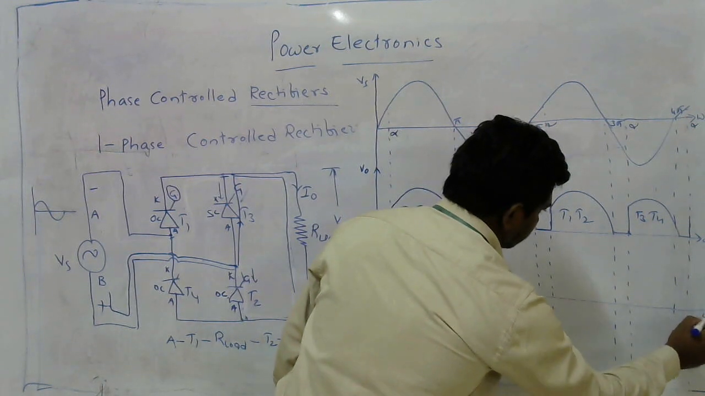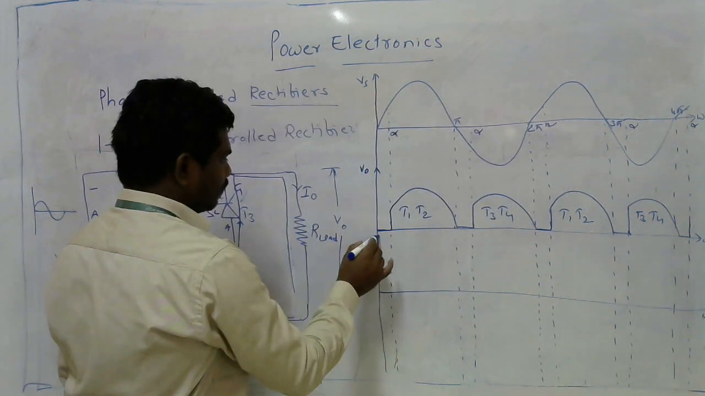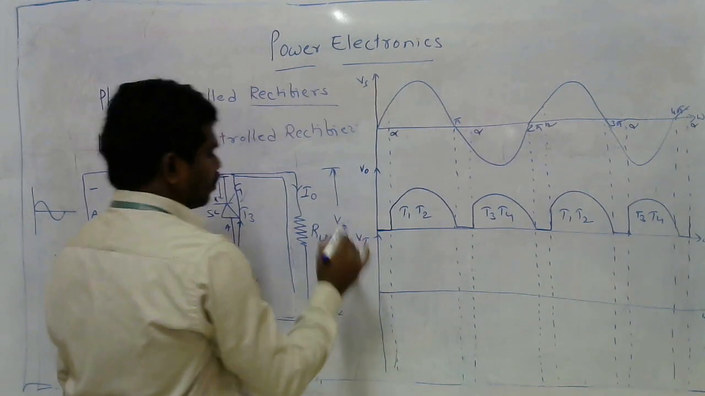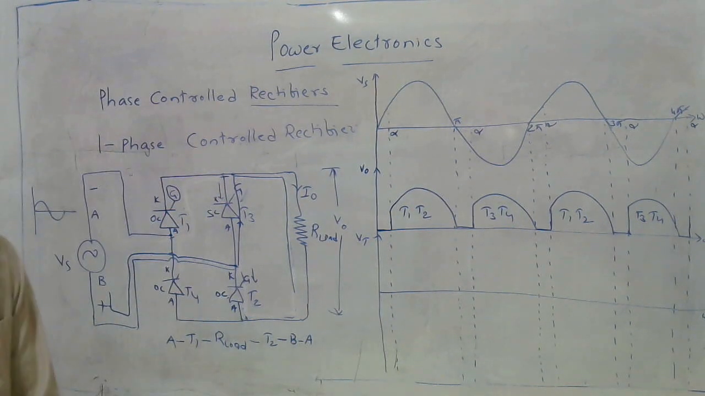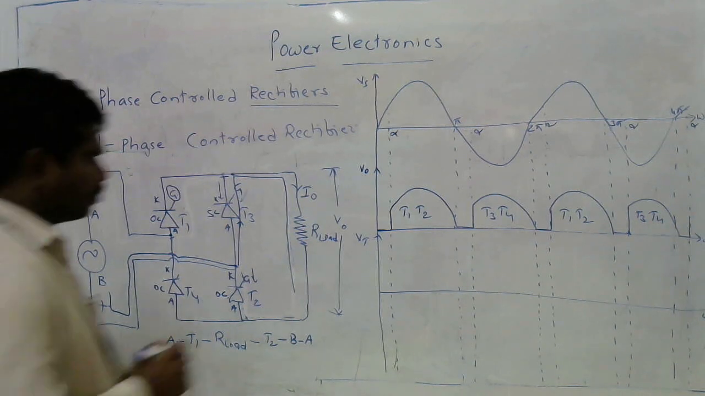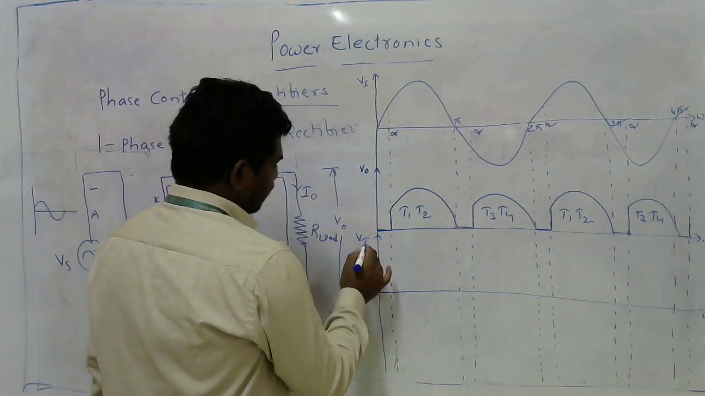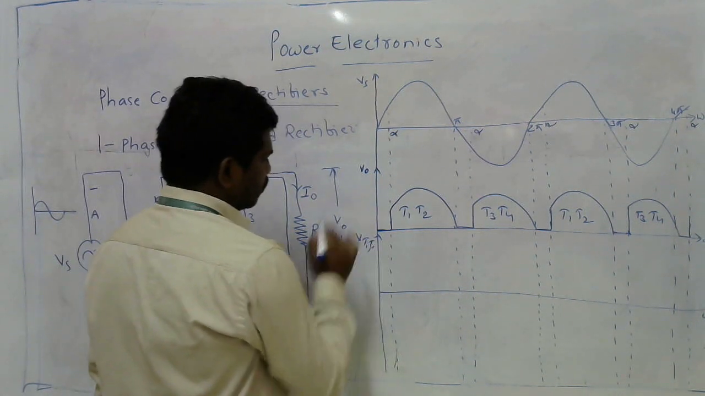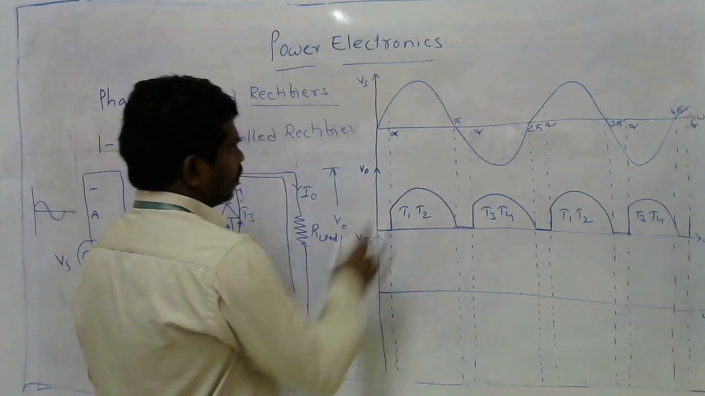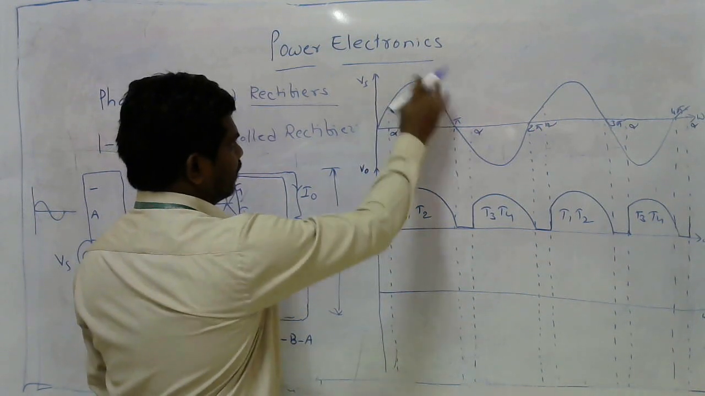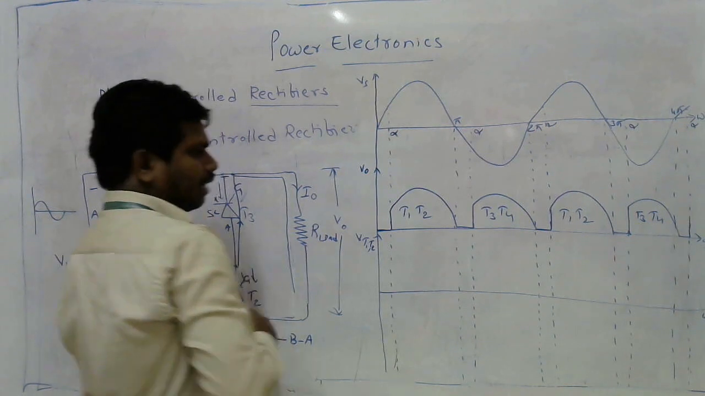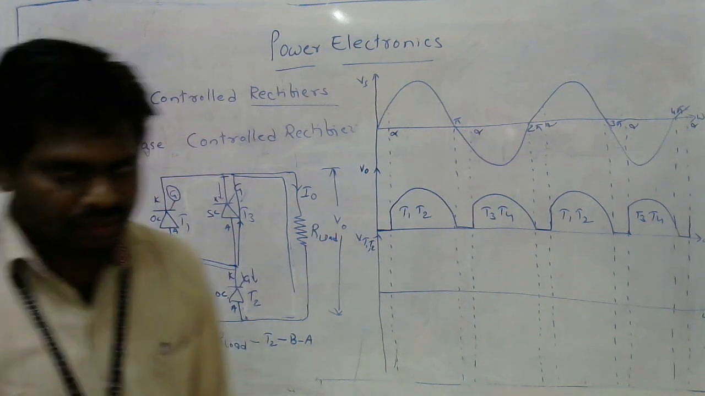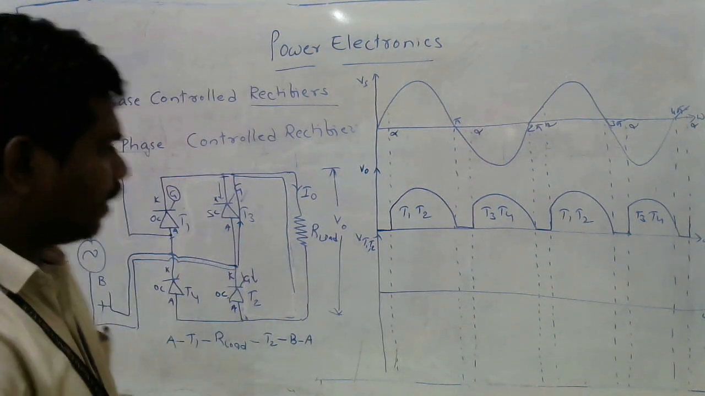Look at this. What is left out here? The voltage drop across the thyristors. Two combinations are there: the T1, T2 combination and the T3, T4 combination. I'll draw one here. When I take T1, T2, the voltage drop across T1, T2. See this? This is my entire input signal that I am applying.